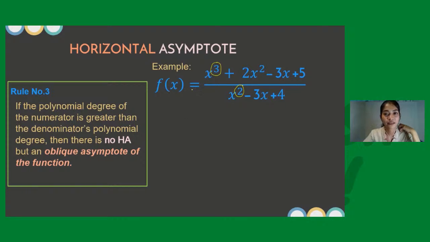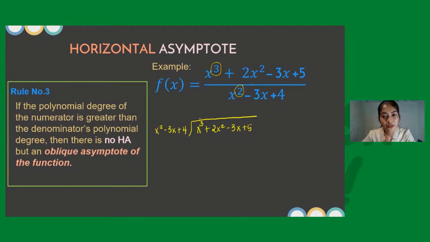So sabi dito, kapag ganito yung case, we do not have a horizontal asymptote. What we can get is an oblique asymptote. So how can we do that? We can solve for the oblique asymptote actually by performing long division. Okay. So naalala niyo po ba yung long division method? Sige, let's recall that by performing this one. So we will divide x cubed plus 2x squared minus 3x plus 5 with our denominator or divisor, which is x squared minus 3x plus 4.